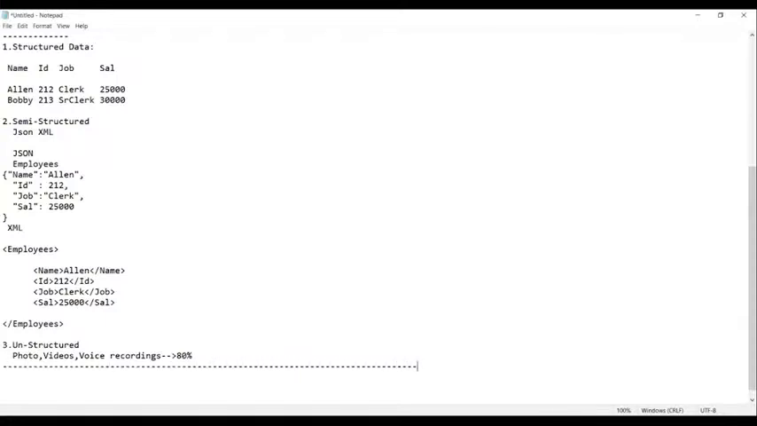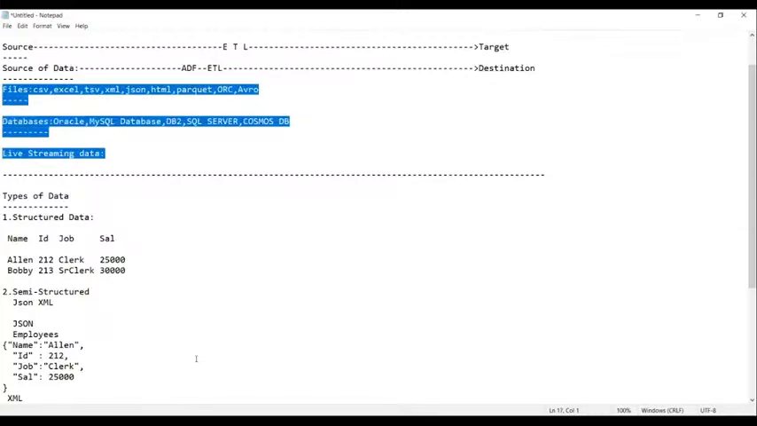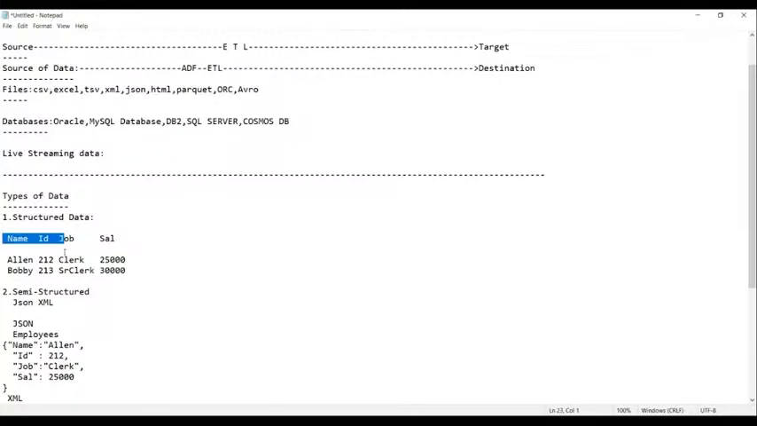But here, as you know, for the process of ETL, we require a source and a target. Source is here, and these are the types of sources we have: files, etc. But from these sources, we can get what type of data? Structured, semi-structured, and unstructured data. These are the three types of data you can get.